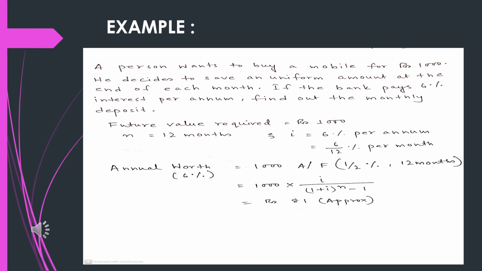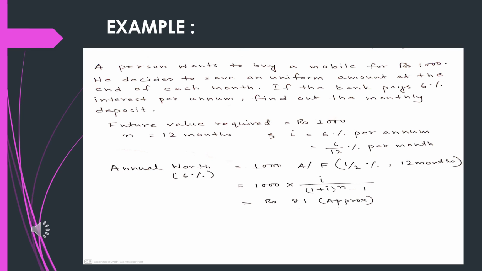So what is our aim? We need to find that uniform amount which the person who wants to buy the mobile needs to save each month. That is a uniform and repetitive value, and a uniform and repetitive value always indicates the annual worth of any value. And definitely the person who needs to save is gathering money for the nth period of time, or the future period of time.